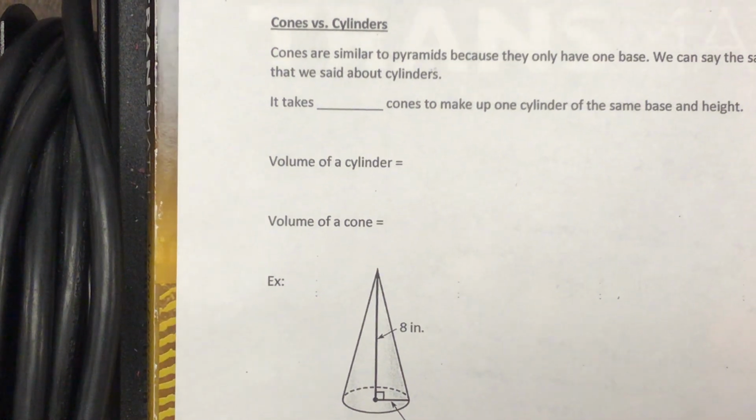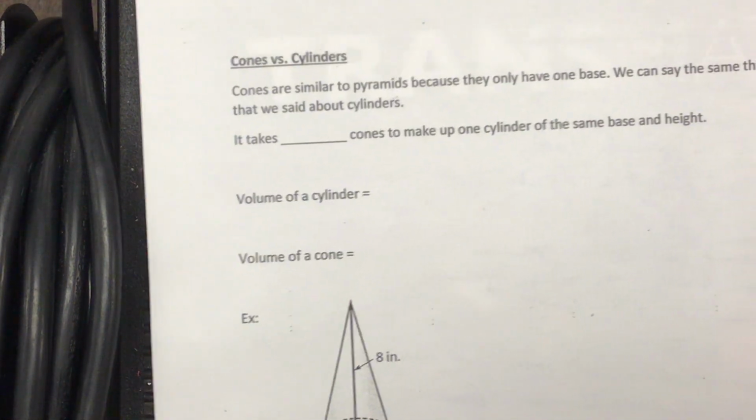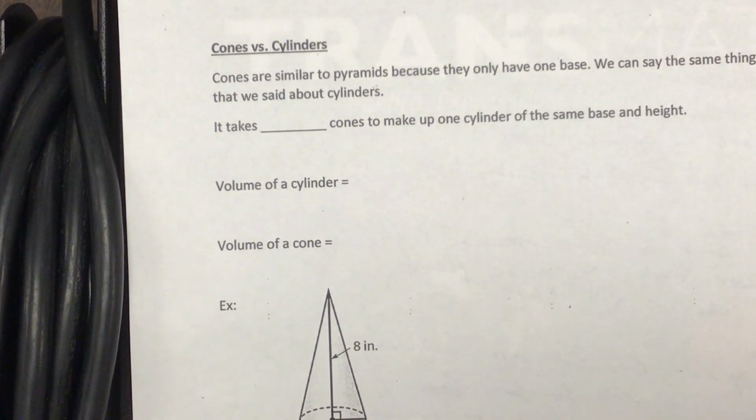So now on the back we have cones. It says cones are similar to pyramids because they only have one base. We say the same thing about cones that we said about cylinders. It takes how many cones to make up one cylinder? 3.